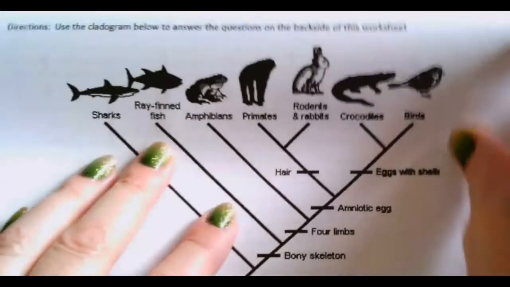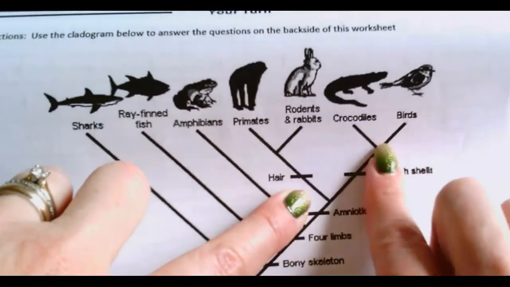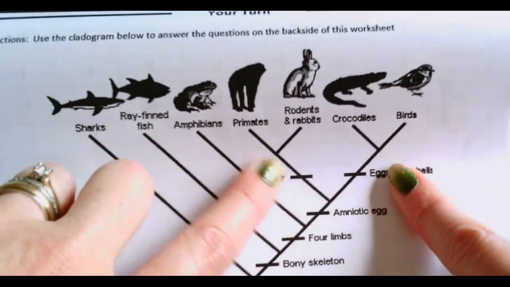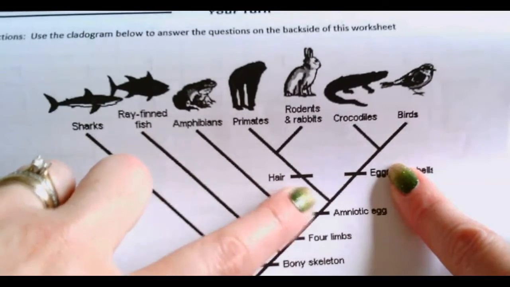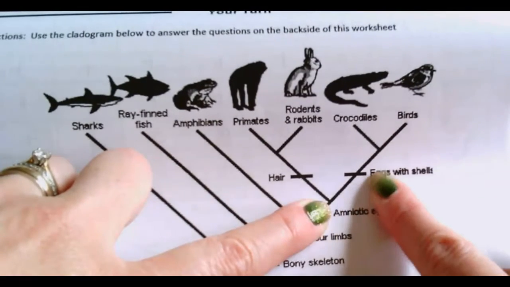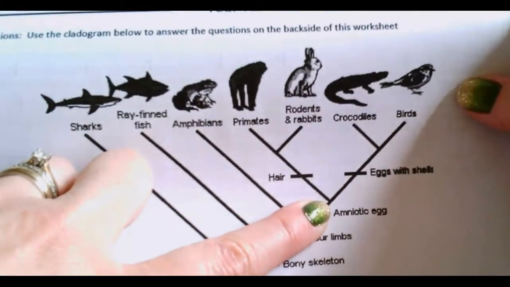What separates rabbits and primates from crocodiles in this cladogram? So again, rabbits and primates, which are on this branch, compared to crocodiles. So eggs with shells is going to be the difference. So primates and rabbits are coming in at this branch, crocodiles are coming down here, and that difference is eggs with shells developed between those two different branches.